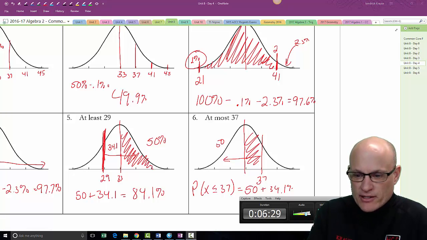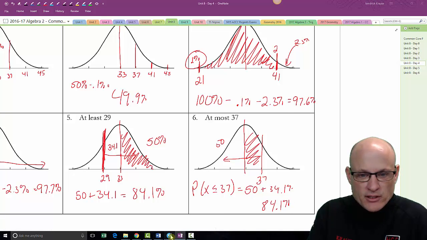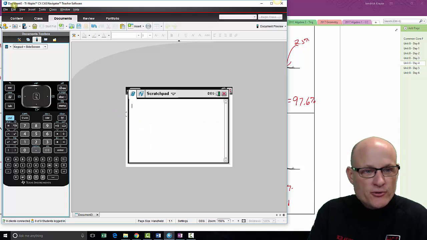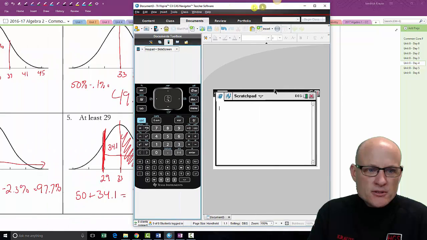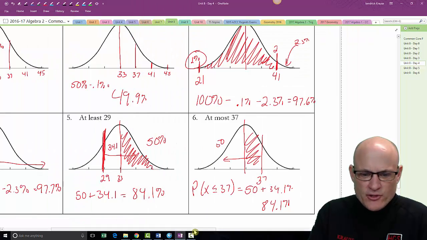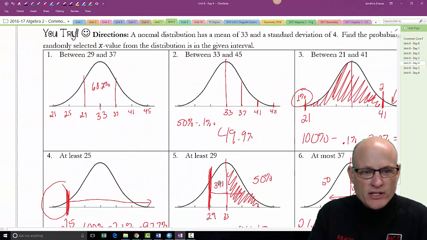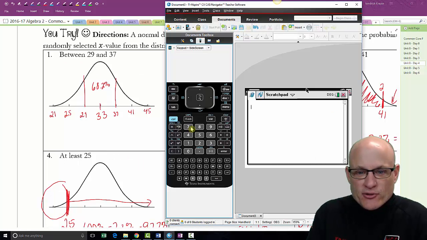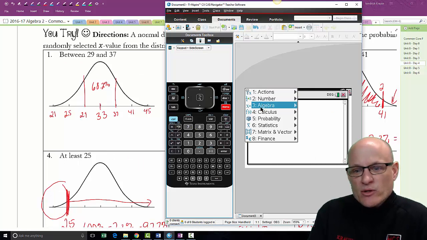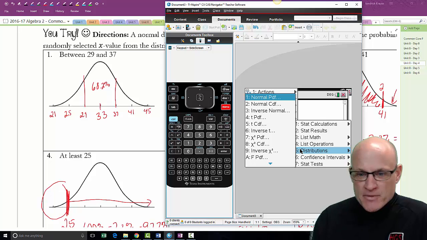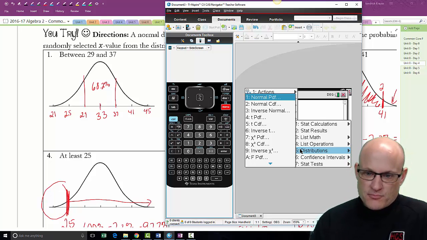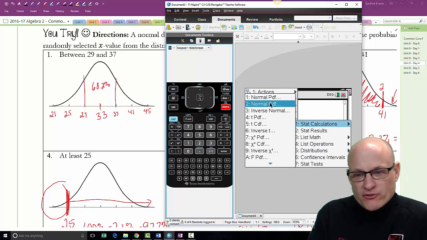So let's grab our calculator, not this. I'm going to grab our calculator real quick, and I'll show you a couple of these. Let's say we are going to do this one right here, the one that's between 29 and 37. So I go to my menu, and I'm going to go into statistics, and we're working with distributions, so I want to go into distributions. And I'm working with normal distributions.